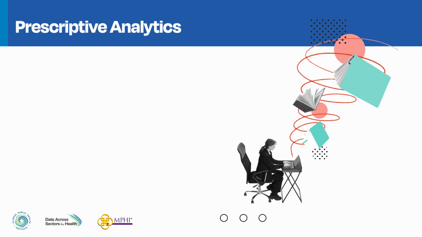Finally, while predictive analytics helps us anticipate what might happen, and real-time analytics shows us what is happening right now, prescriptive analytics takes it a step further. It suggests what actions we should take based on patterns in the data.